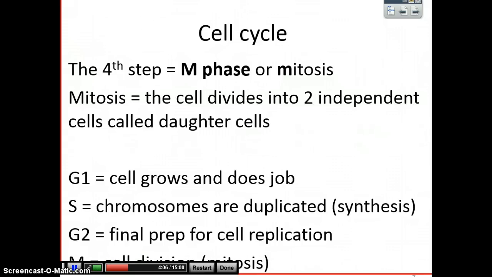Another review of each of those steps. G1, the cell grows and does its job. S, chromosomes are synthesized or duplicated. G2, it's just checking itself over for mitosis, and mitosis is cell division.